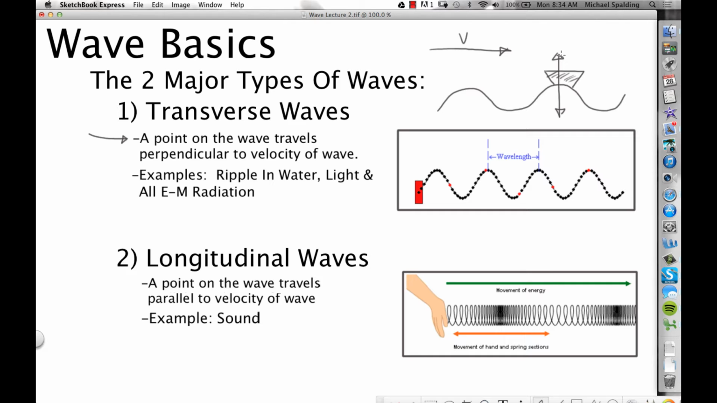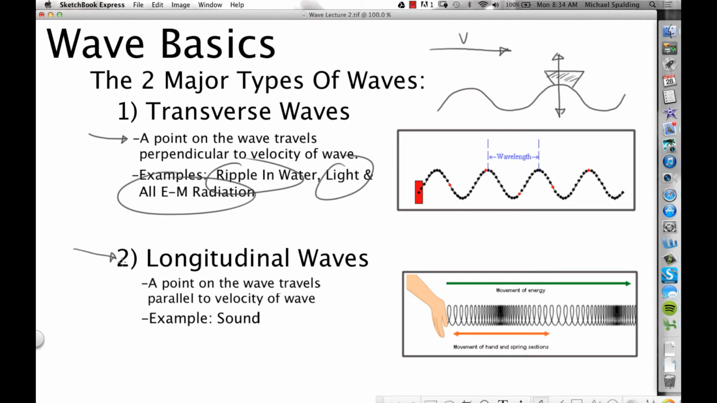Just think about a rope. If you put a wave in a rope, the velocity of the wave is moving down the rope. But what's a point on the wave doing? Moving perpendicular to that. That's the definition. Now, what travels transverse? Ripple in water, light, all electromagnetic radiation like X-rays, gamma rays, radio waves, infrared, ultraviolet, all forms of electromagnetic radiation are transverse.